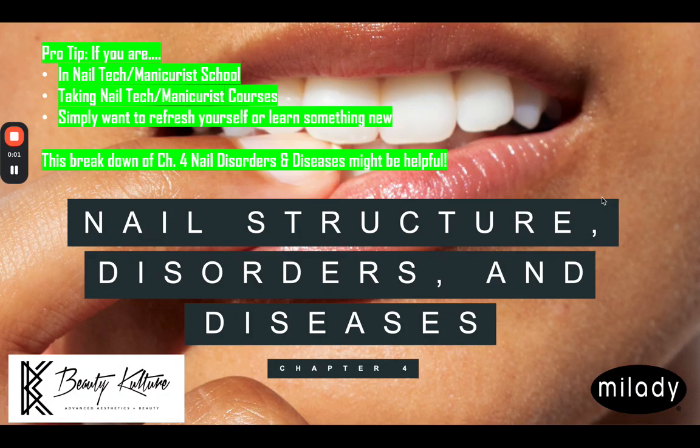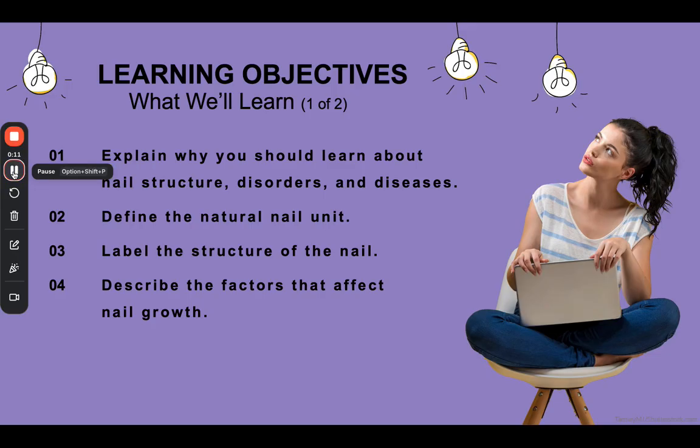Good afternoon. Today we're going to cover Chapter 4, Nail Structure, Disorders, and Diseases. There are 6 objectives to this chapter. Objective number 1, explain why you should learn about nail structure, disorders, and diseases.